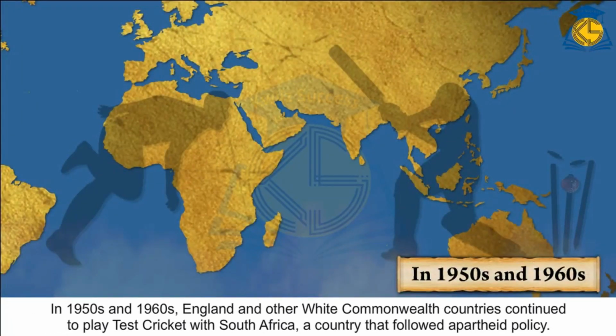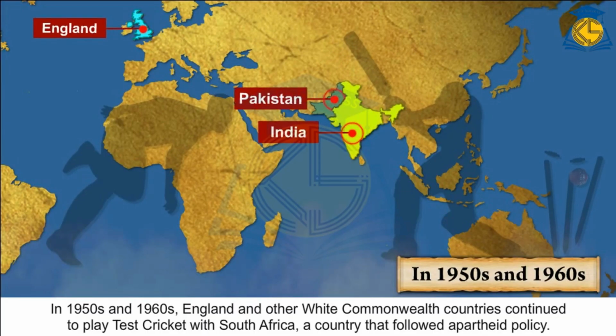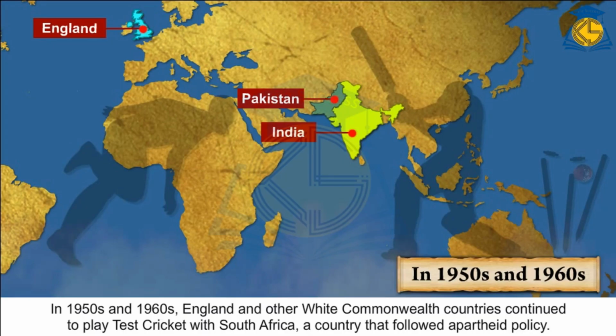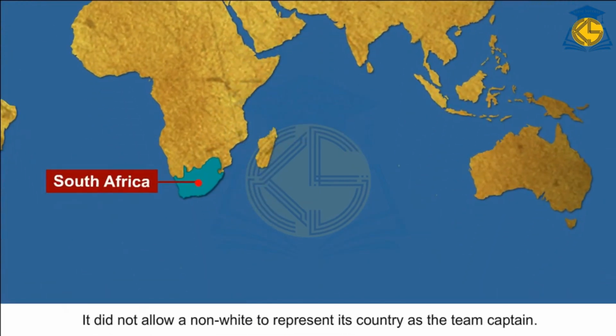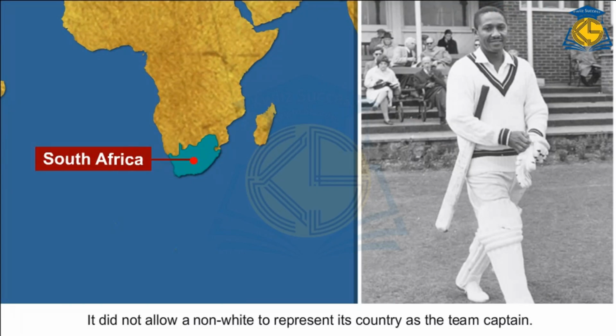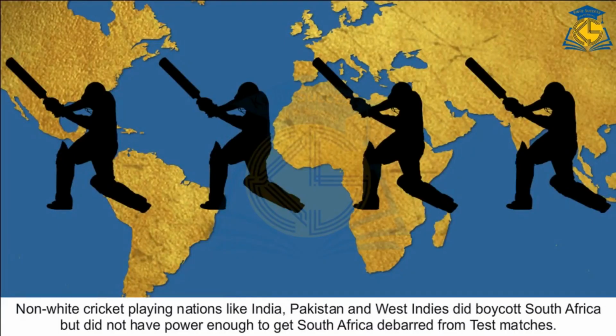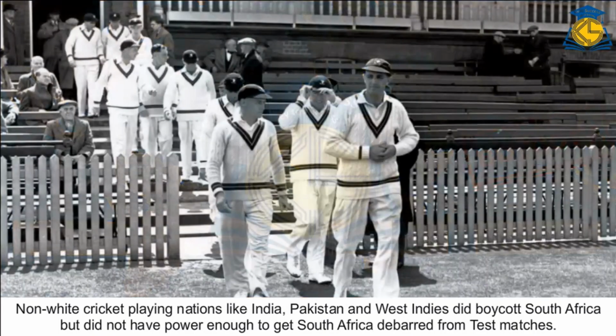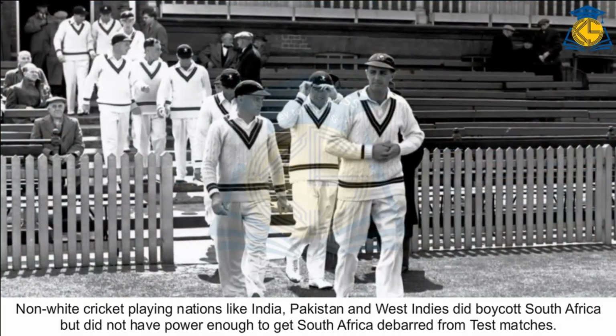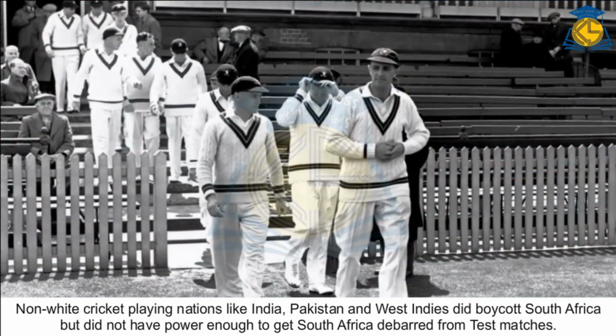In the 1950s and 1960s, England and other white Commonwealth countries continued to play Test cricket with South Africa, a country that followed apartheid policy. It did not allow a non-white to represent its country as the team captain. Non-white cricket-playing nations like India, Pakistan, and West Indies did boycott South Africa but did not have power enough to get South Africa debarred from Test matches.